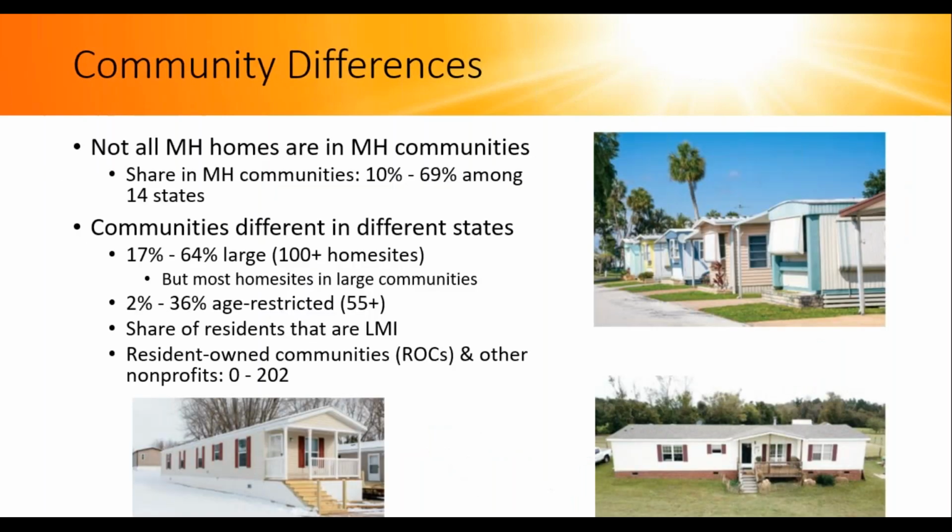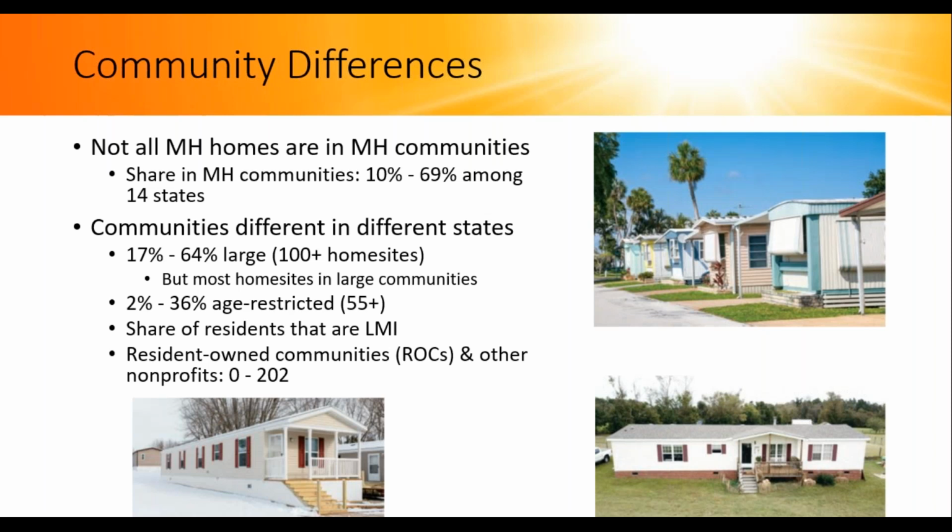And then when we look at the issue of the households that are in communities as opposed to manufactured homes that are on individual plots of land spread out across the countryside, there's very big differences among the states. Among our 14 states, in one of them, only 10% of the homes were in manufactured home communities. But in one of the other states, 69% of the homes were in manufactured home communities.